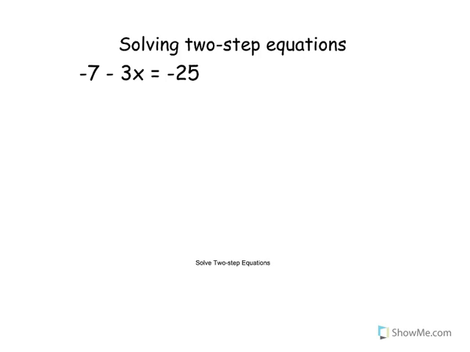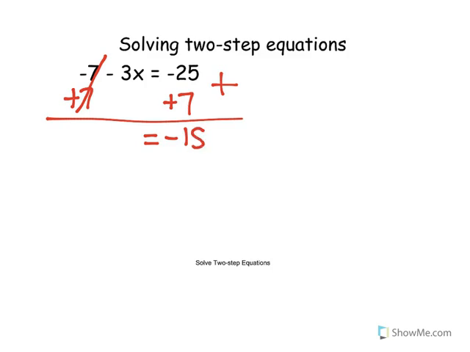All right, let's be really careful with this one. What do we need to do? Well, I need to eliminate the negative 7. So I'm going to add positive 7 on both sides to eliminate that negative 7. So let's see what happens. Negative 7 plus positive 7 is 0. Bring down my equal sign. Negative 25 plus positive 7 is negative 18.